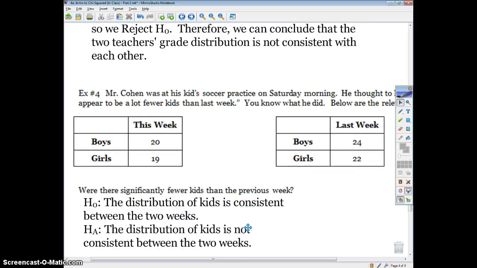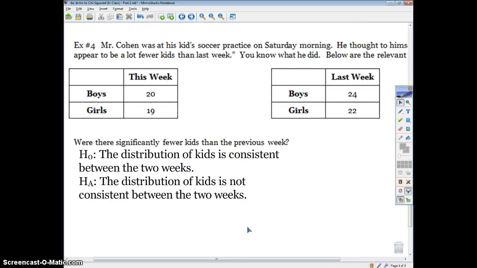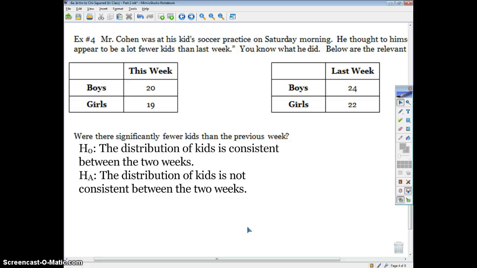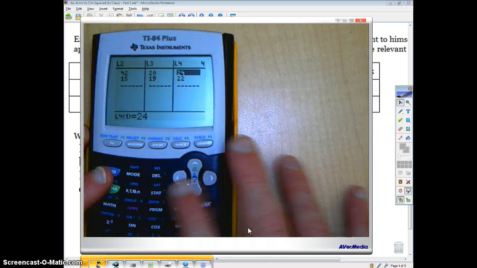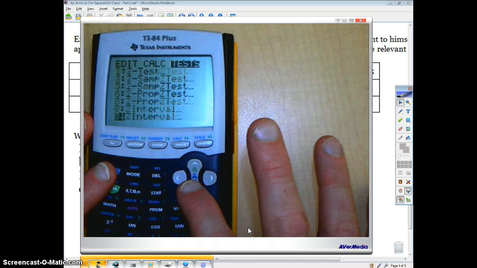Now, Mr. Cohen was at his kid's soccer practice on Saturday morning, and he thought to himself, there appear to be a lot fewer kids than last week. So you know exactly what I did. Okay? I counted. I knew how many kids there were last week, and I took out the Wabbit Emu app on my phone, and I did a little chi-squared test. Okay? So the data I have right over here, that's my L3 and my L4. So I ran a little chi-squared test.